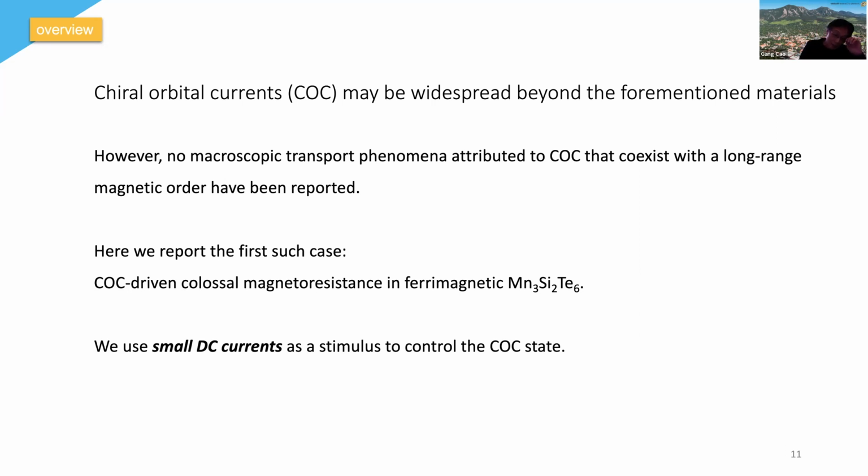But what I want to emphasize is that no microscopic transport phenomenon associated with loop currents that coexist with long-range magnetic order has been reported. So here we report the first such case: loop current-driven colossal magnetoresistance in the ferrimagnetic material of this compound. And we use a small DC current as a stimulus to control the loop current state.